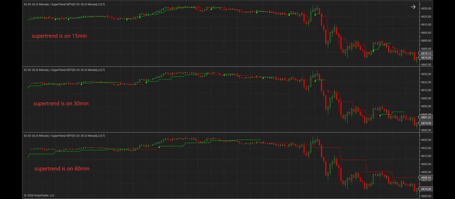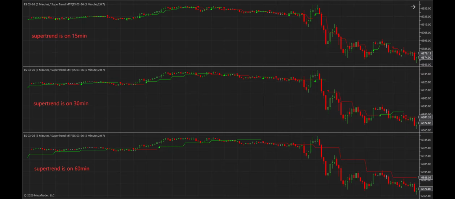The SuperTrend indicator is a volatility-based, trend-following overlay derived from the average true range, ATR. It dynamically plots a trailing support or resistance line that adapts to market volatility. The indicator plots a single line. Bullish trend, line plotted below price, commonly green. Bearish trend, line plotted above price, commonly red. A trend reversal is confirmed when price closes on the opposite side of the line.